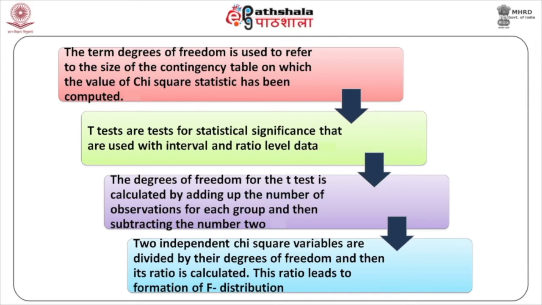T-tests are tests for statistical significance that are used with interval and ratio level data. The degrees of freedom for the t-test are calculated by adding up the number of observations for each group and then subtracting the number 2. Two independent chi-square variables are divided by their degrees of freedom and then their ratio is calculated. The ratio leads to the formation of the F distribution.